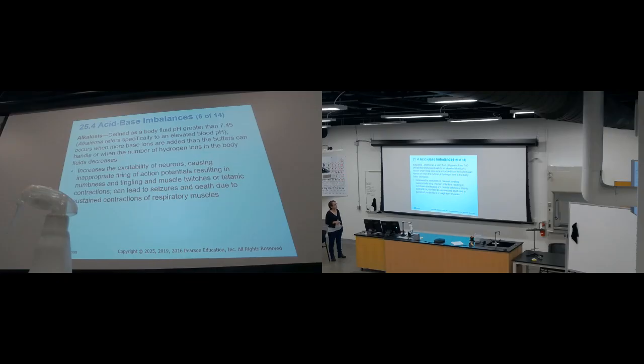And then what are the signs and symptoms of alkalosis? Excitability of the neurons increasing. You have numbness, tingling, muscle twitches, and tetanic contractions. And that eventually can lead to seizures and death because your muscles of respiration do not relax, and you need relaxation of your respiratory muscles to breathe properly.